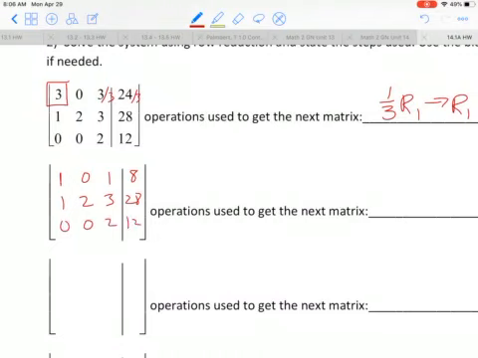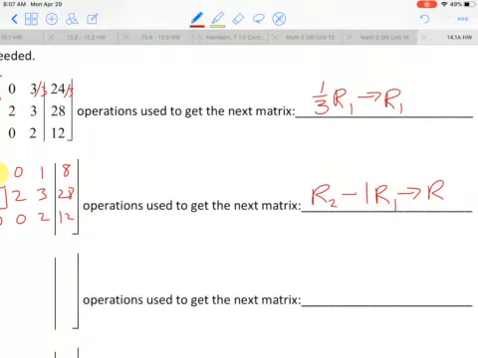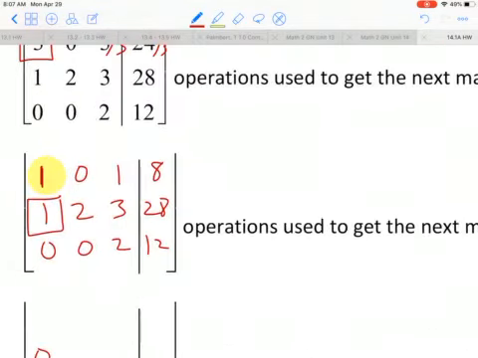And then your next step would be, okay, I have a 1 here. We're good. Next step would be to get this to be a 0. So anytime it's going to a 0, you subtract. So row 2 minus 1 of row 1. And that will give you row 2. So I would go in here and subtract 1 of row 1 every time. Minus 1 of row 1, minus 1 of row 1, minus 1 of row 1.